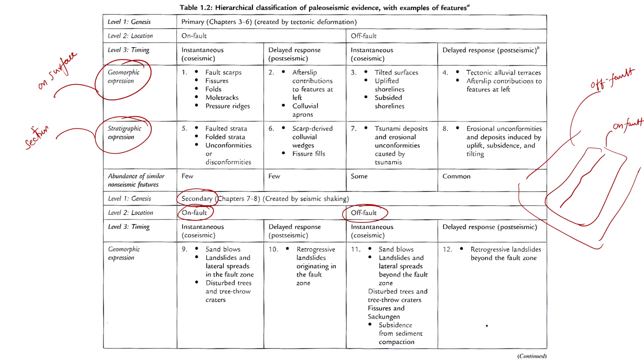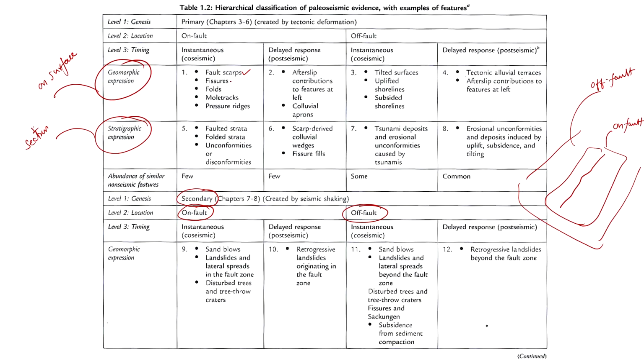So, evidence of these paleo earthquakes will be preserved as a geomorphic expression as well as in the stratigraphic expression. What you will see is a fault scarp, fissures, folds, small tracks, pressure ridges, depending on what type of faulting is there. We will learn about pressure ridges also, because pressure ridges are mostly seen when you have a strike slip motion or movement.